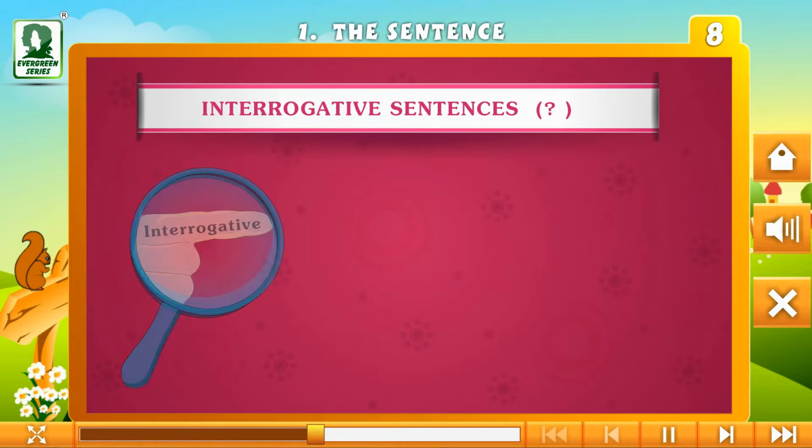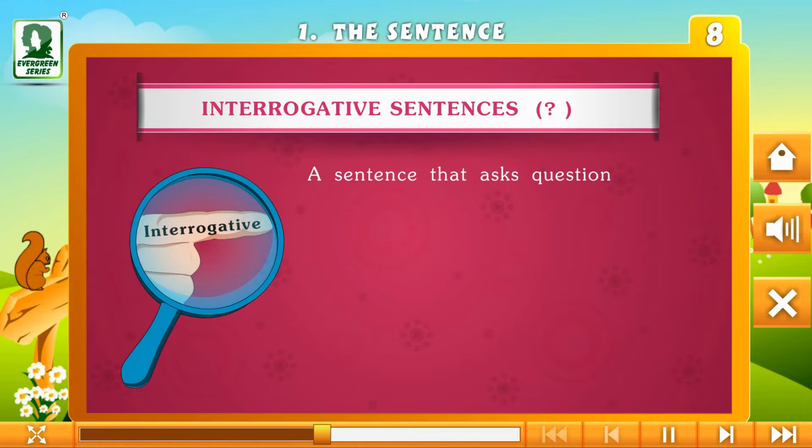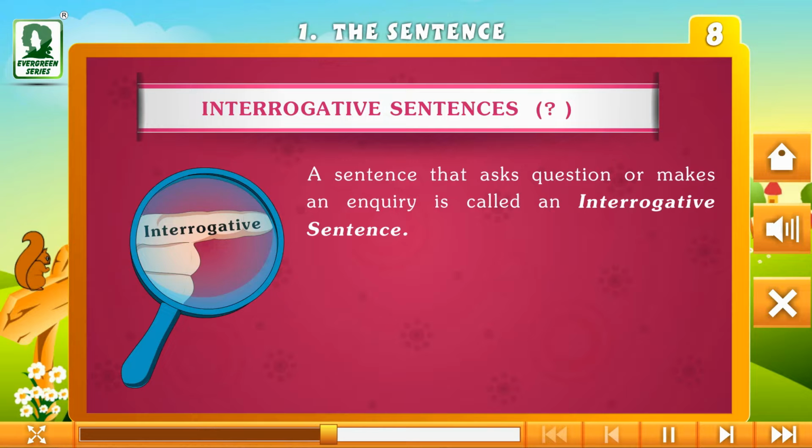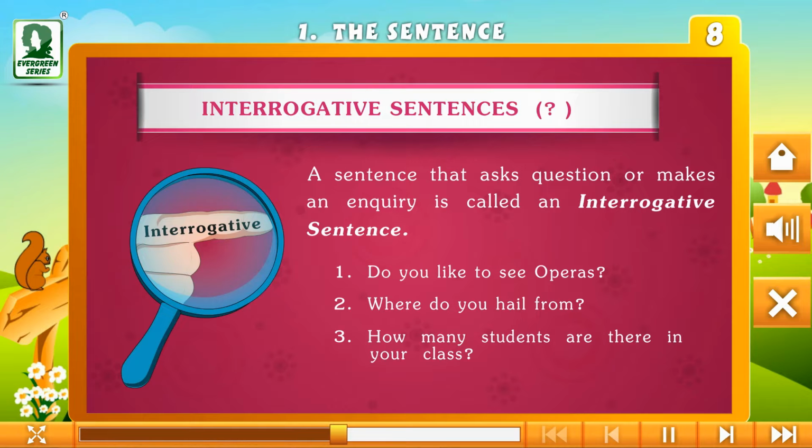Next is interrogative sentences. A sentence that asks a question or makes an inquiry is called an interrogative sentence. Do you like to see operas? Where do you hail from? How many students are there in your class? Have you ever visited a museum? An interrogative sentence ends with a question mark.